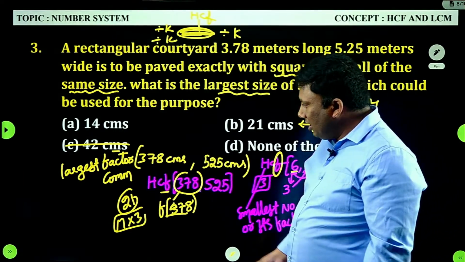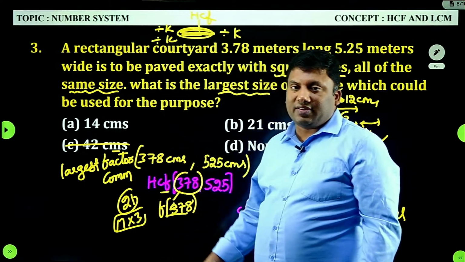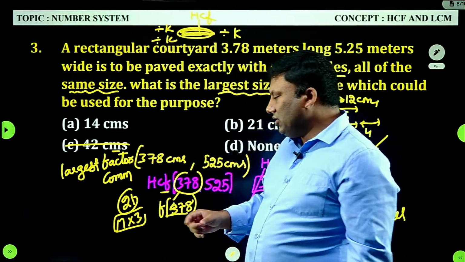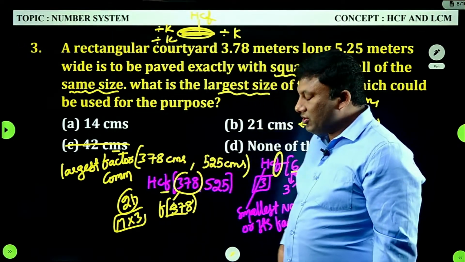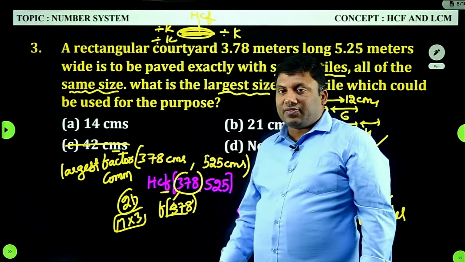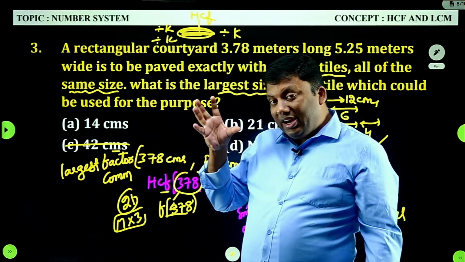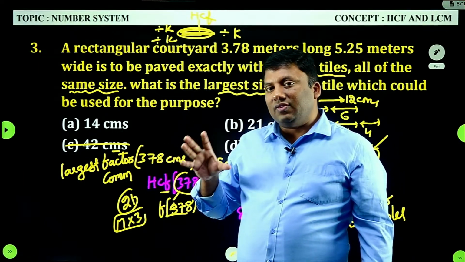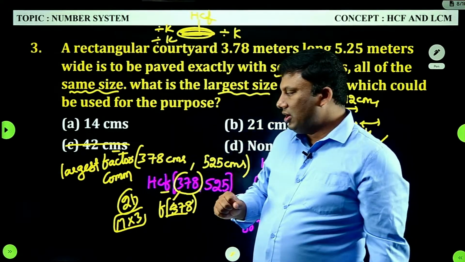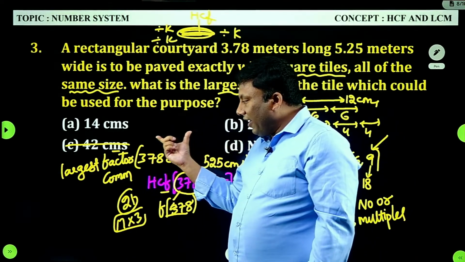Again, there is a rectangular courtyard. Length is 3.78 meters. In centimeters, 3.78 into 100 is 378. The width is 5.25 meters, in centimeters it is 525. The tile should cover the length and the breadth. I need square tiles, which have both sides equal, and they should cover the entire courtyard length. So I need a common factor.